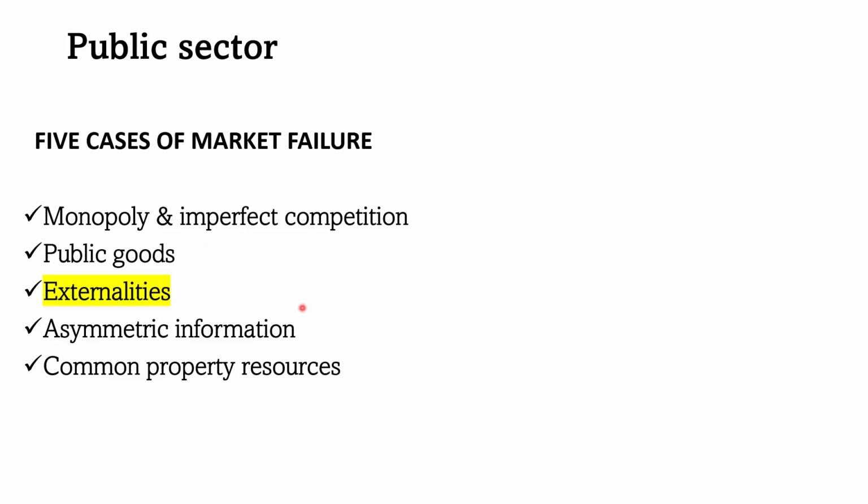We also have common property resources. These are resources such as fish from the sea, which the government needs to regulate the consumption of so that they are not exploited, so that we do not finish them, right?